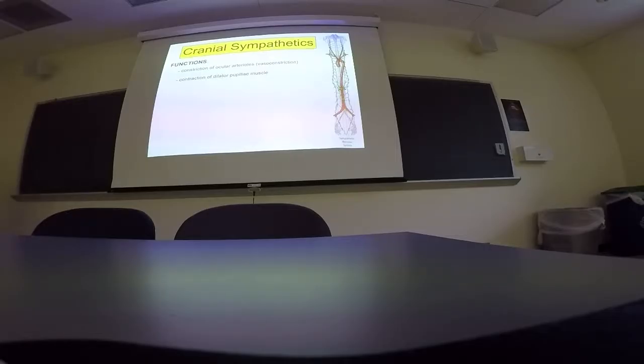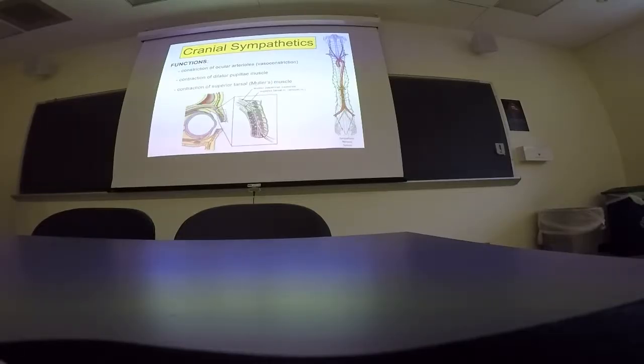The sympathetics in the head, they're responsible for constricting the little arterioles around the eye. So if you've got bloodshot eyes, it means the sympathetics going to the area around your eyes aren't working as they should. And they also contract this muscle called the dilator pupillae, which dilates your pupils. That's fairly straightforward.